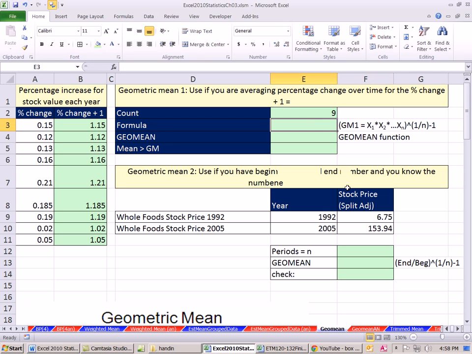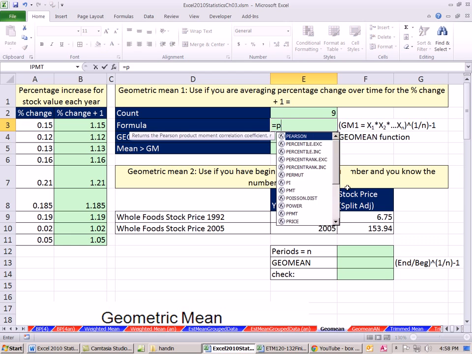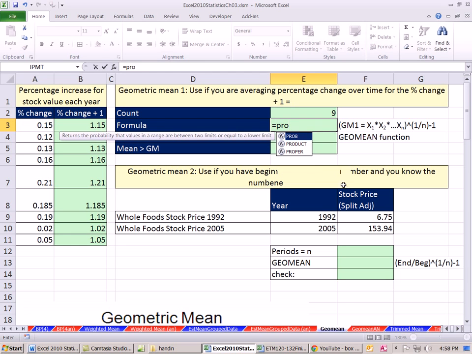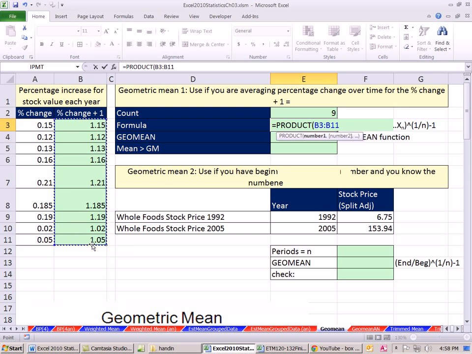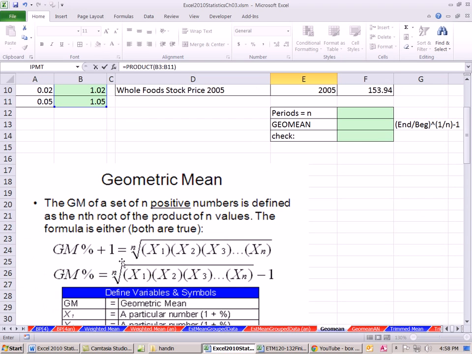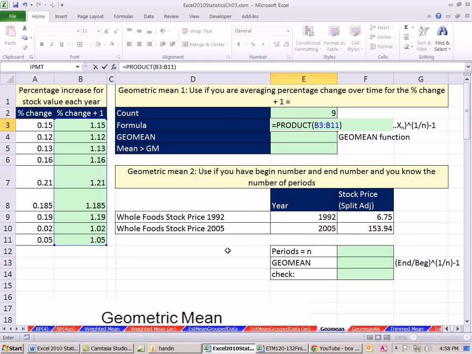All right, so you ready? I'm going to use the PRODUCT function. Product can multiply. Multiply all these. That's the first step. So if you look down here, you just got to multiply. Now we have to take the nth root. So caret 1 divided by 9.